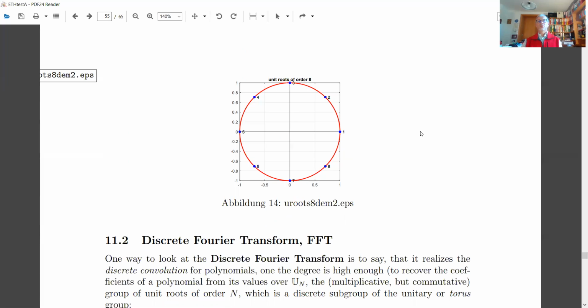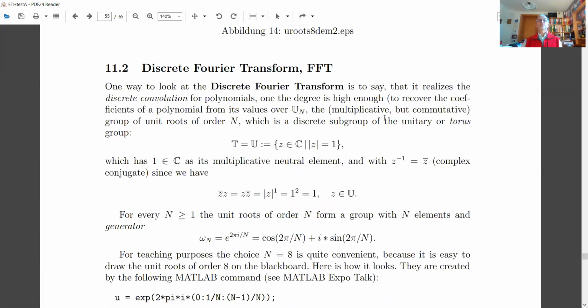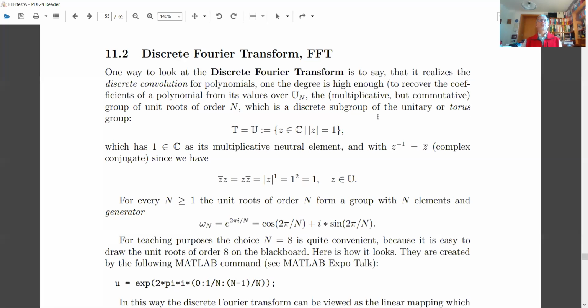But first, let me recall the discrete version understood and connected with polynomials. So rather quickly, the discrete Fourier transform deals with unit roots of order n. I have shown you unit roots of order 8 also because this is what is easy to draw on the blackboard when you have to teach it. We are working on the torus, or so we have a discrete subgroup with n elements within the torus group, or within the unitary group, which is just the multiplicative group of complex numbers of unit absolute value.